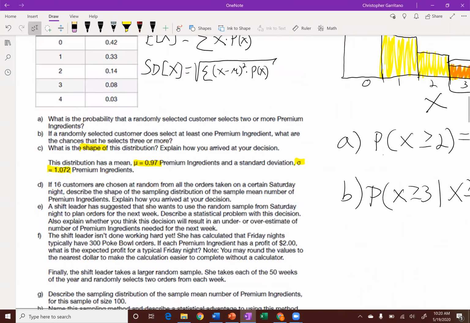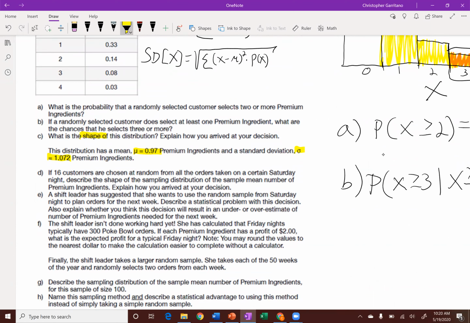Now part D. So 16 customers are chosen at random. That's a good word. When we're choosing a sample from a population, it's always good to hear that they're chosen at random. And they're chosen on a certain Saturday night. Describe the shape of the sampling distribution of the sample mean number of premium ingredients. So notice that now what we're doing is we're taking these 16 customers and we're finding their average number of premium ingredients ordered. And so if we were to, let's say, do this over and over and over again, we would get what's called the sampling distribution of sample means.